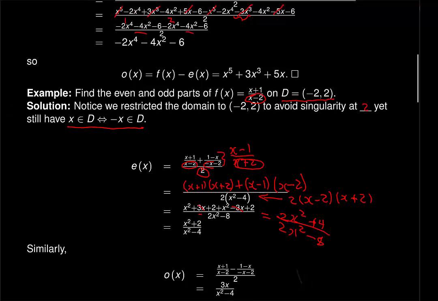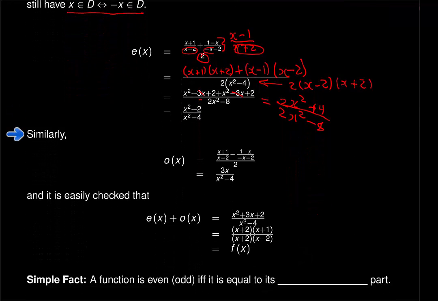And we can repeat this process essentially exactly the same, except instead of the plus for the even part, we have minus f(-x). So if we do this, but we subtract instead of add, we repeat all of these steps just as we did, we'd find that the odd part is 3x over (x squared - 4).